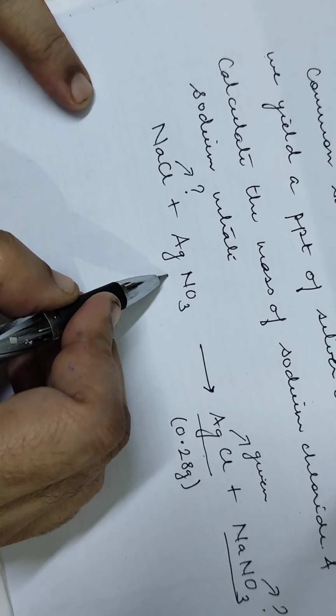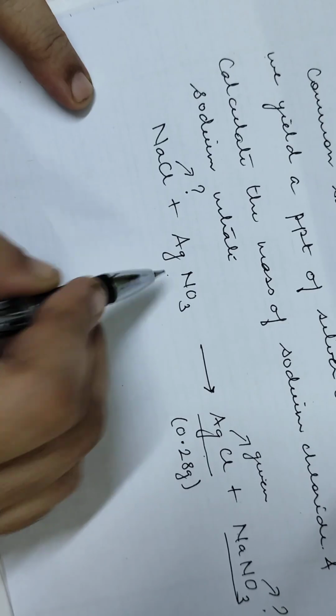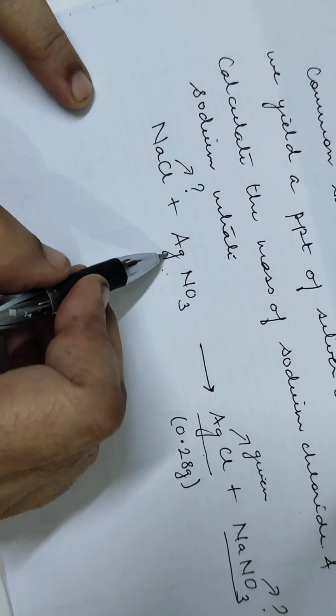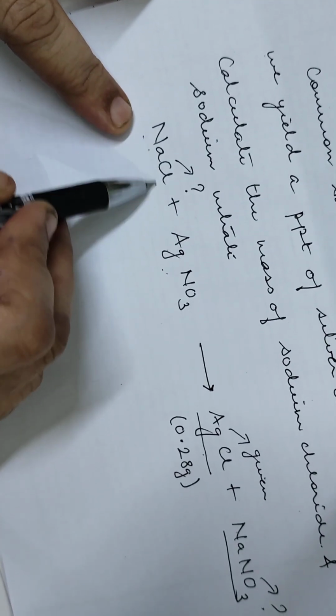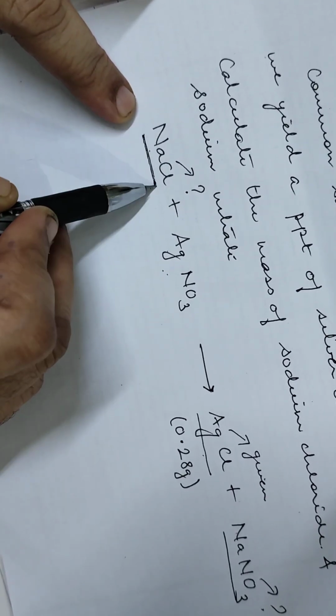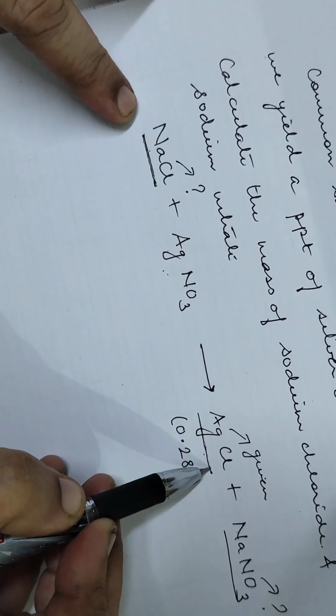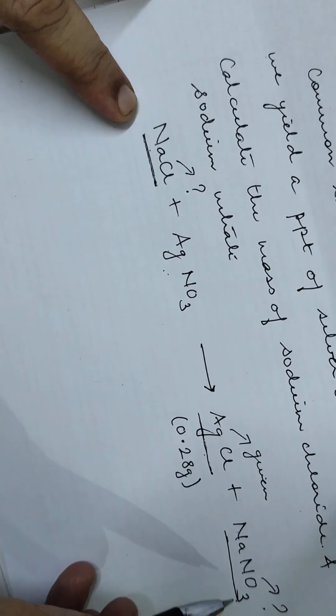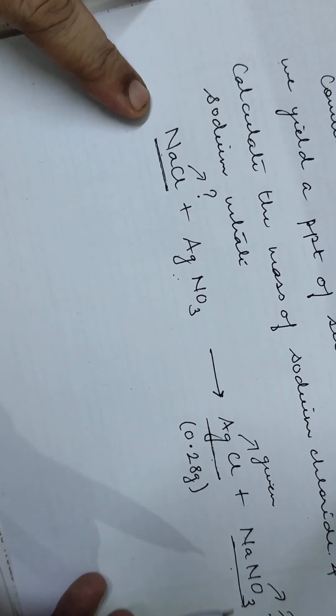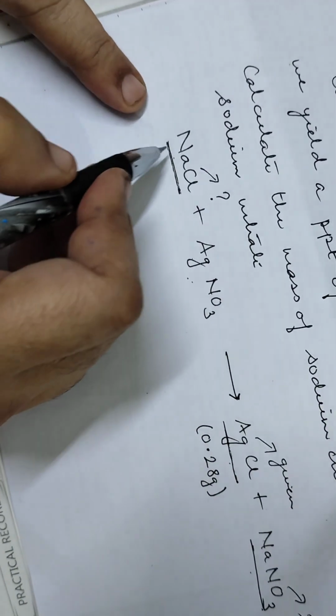ना ये आपको दिया गया है ना ये आपसे पूछा गया है, then don't waste your time in calculating the mass of AgNO3. So NaCl is asked, we will calculate the gram molecular mass. AgCl is given, we will calculate the gram molecular mass, and NaNO3 is asked, so we will calculate the gram molecular mass of NaNO3.